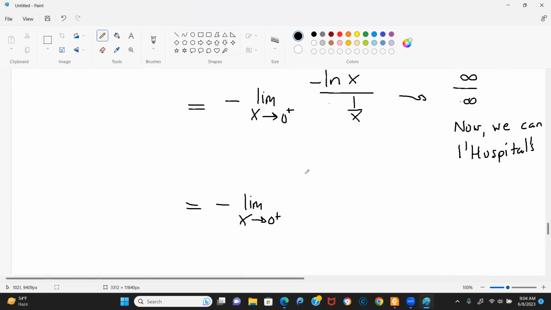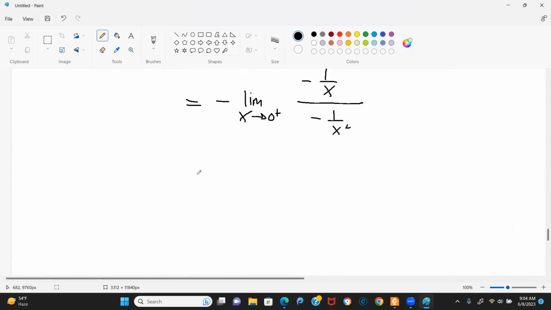So we have the derivative of negative ln x is going to be negative 1 over x, and then the derivative of the denominator is going to be negative 1 over x squared. All right, so this is good. So these negatives cancel, so you get the negative limit as x goes to 0 from the right. And when you simplify this, you're going to get the limit of x as x goes to 0 from the right. And that's just going to be negative 0, which is just 0.